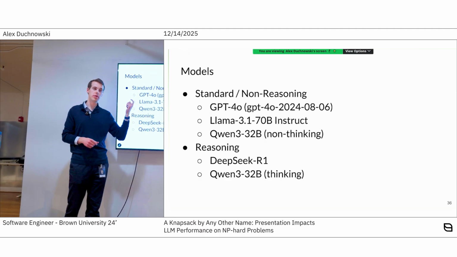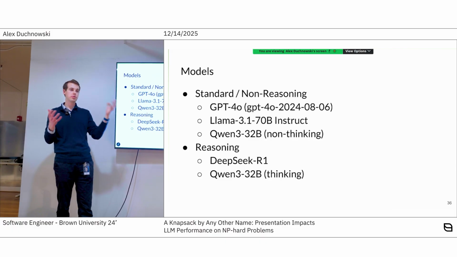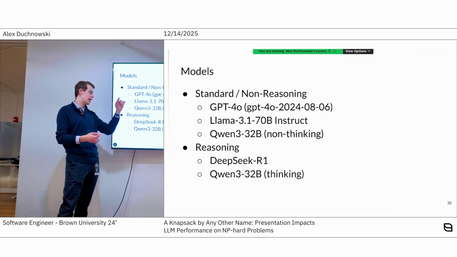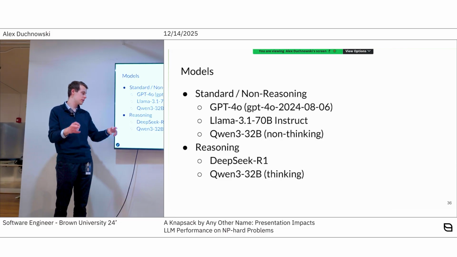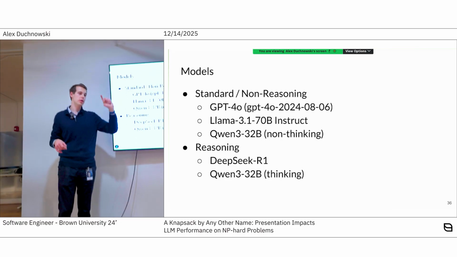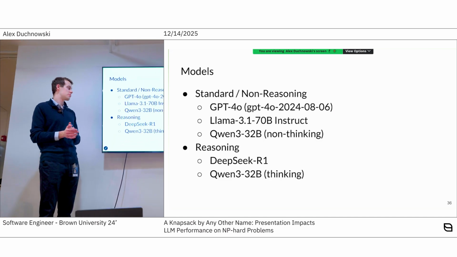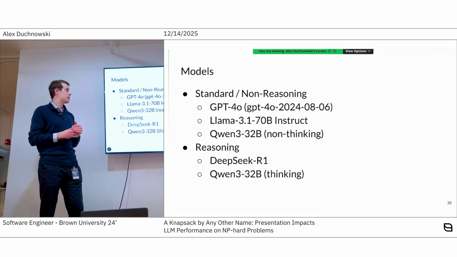With Qwen 3 32b, you can toggle whether or not it's going to produce thinking traces, and so we use it both in the non-thinking version as well as in the thinking version here as a reasoning model, in addition to DeepSeek R1, which came out kind of shortly after the first version of this paper and the first version of testing this data set.